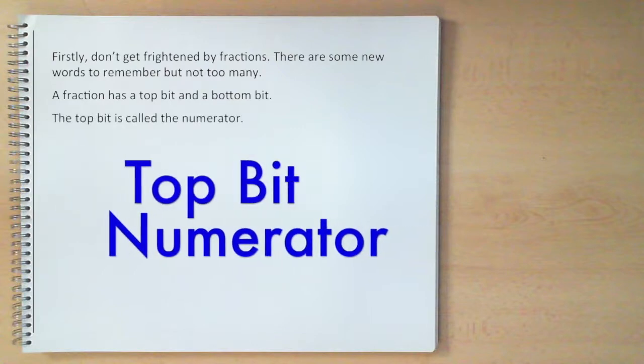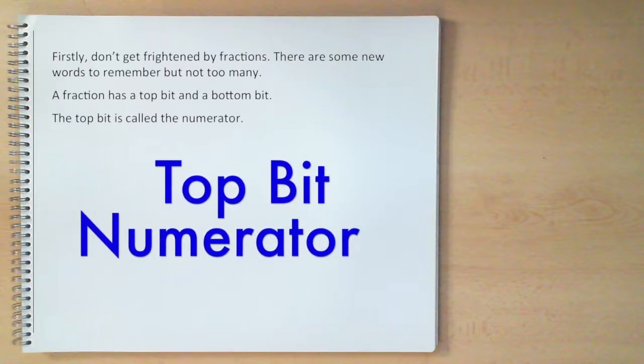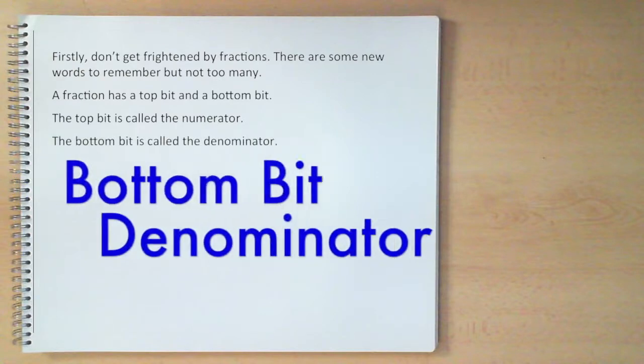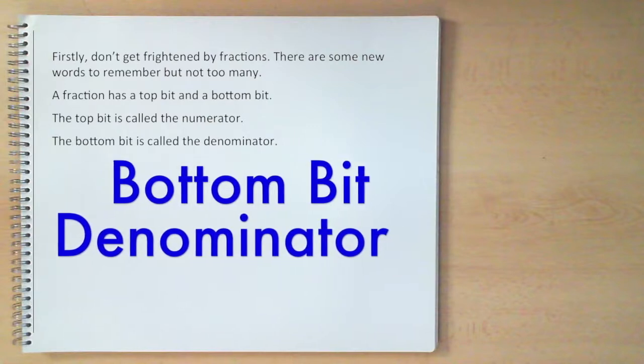The top bit is called the numerator. Okay, it's the number at the top. The bottom bit is called the denominator. It's the thing at the bottom. So there's a top bit and a bottom bit.